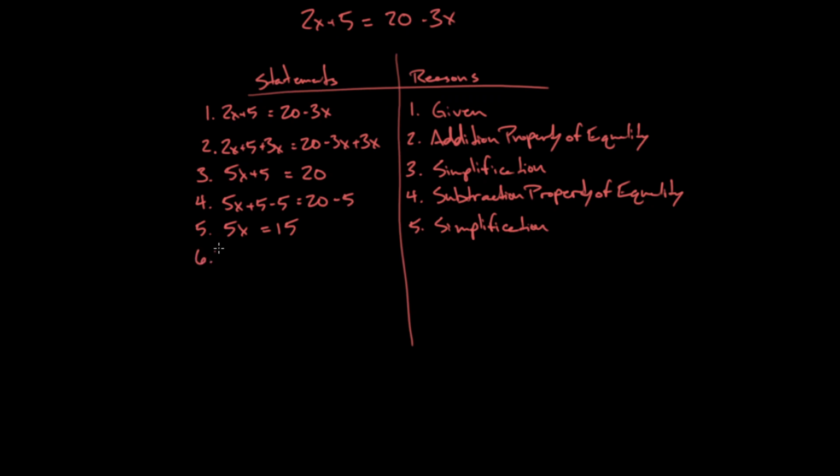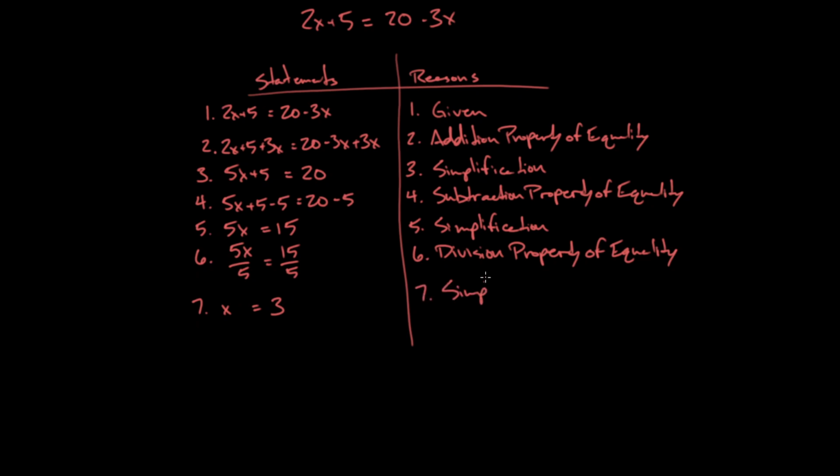And then my last couple steps here, I need to solve for x. So how do I solve for x? Well, I need to divide both sides by 5. I divide this side by 5. I'm going to divide this side by 5. What allows me to do that? This is my division property of equality. And then last but not least, I'm just going to simplify this. So 5 divided by 5 is just 1, so I'm left with x is equal to 3. This is step 7, and this is my simplification step.